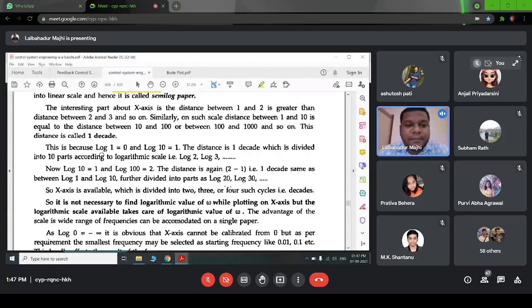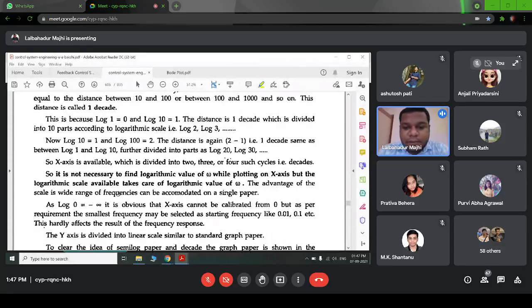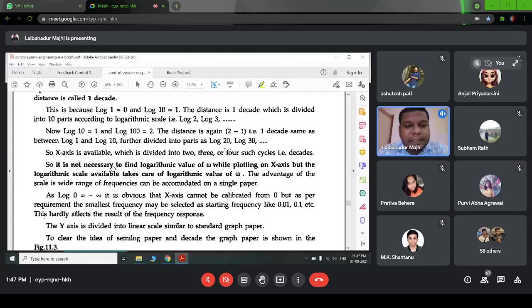This is because log 1 equals 0 and log 10 equals 1. The distance of 1 decade is divided into 10 parts according to the logarithmic scale. Let's not go into the many details of this paper. It is necessary to find the logarithmic value of omega while plotting on the x-axis, but the logarithmic scale available takes care of that. We will see this while drawing the Bode plot.